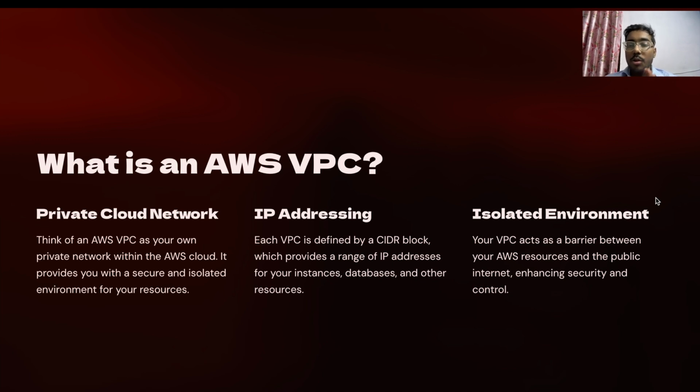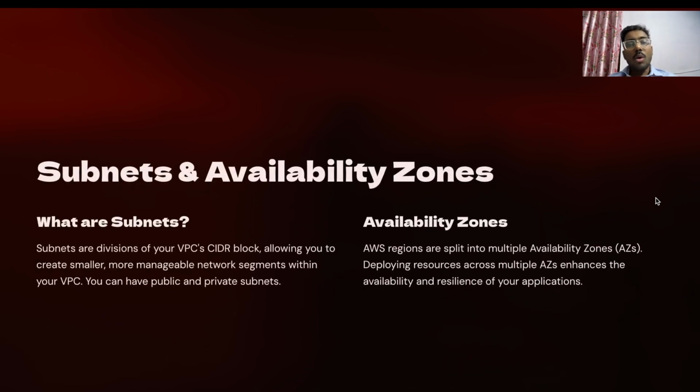Isolated environment: your VPC acts as a barrier between AWS resources and the public internet. Through that specific barrier, you are interacting with the public internet. The public internet has everyone on it, and if everybody can access the resources on your network, then definitely there will be security issues and security will be compromised. So for that purpose, whenever we have, let's say, a backend, we create our own VPC for it.